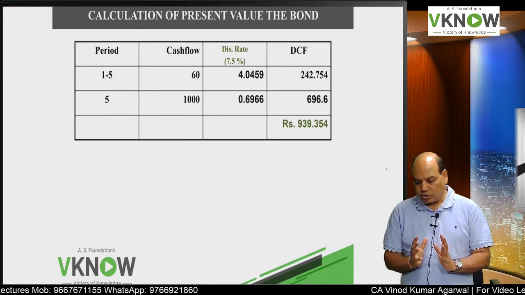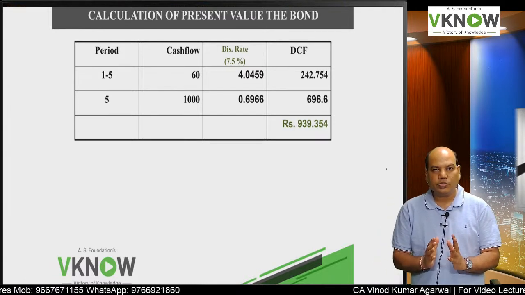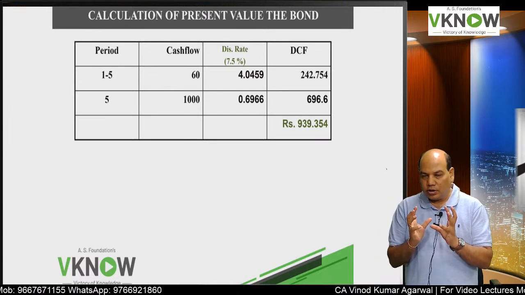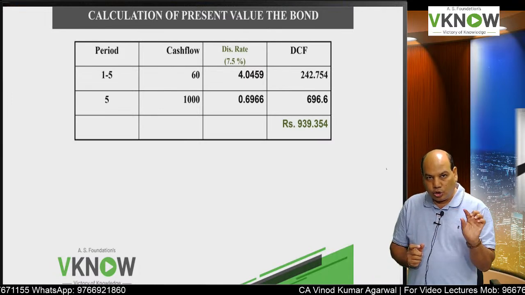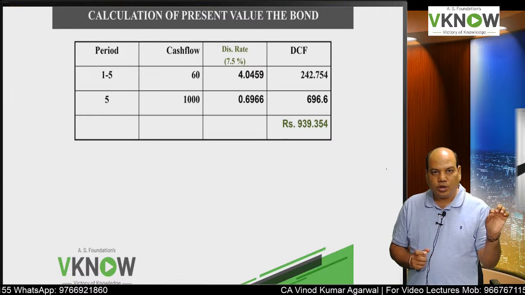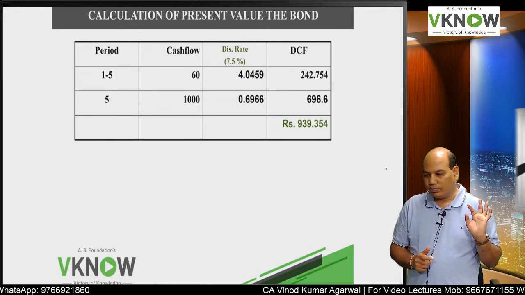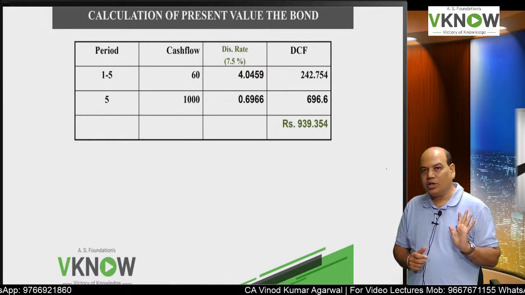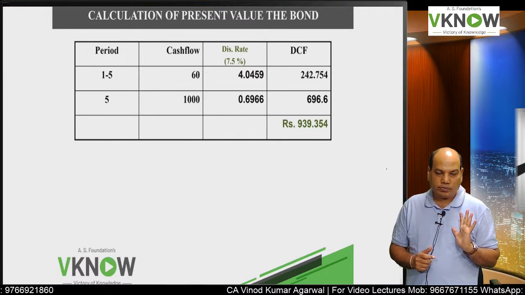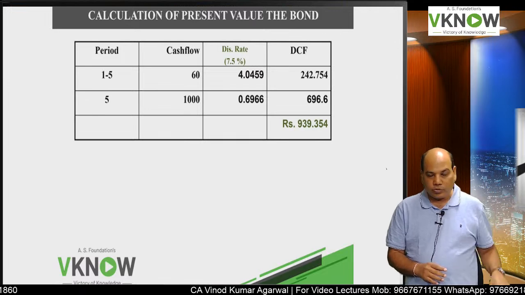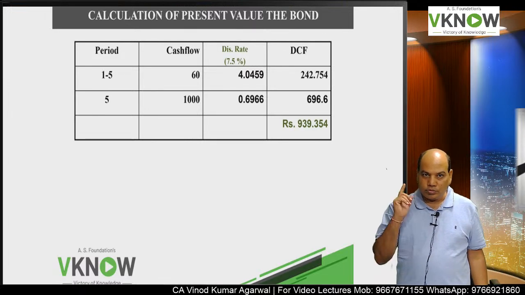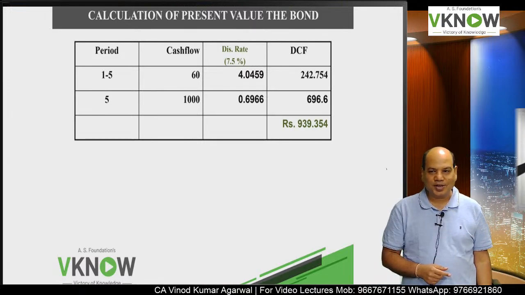And you will find there is a difference in the two answers. That difference is because present value method gives you accurate answer. It considers time value of money properly. Duration does not give you accurate answer. It gives you approximately right answer. Why duration gives you approximately right answer? We'll tell you tomorrow.